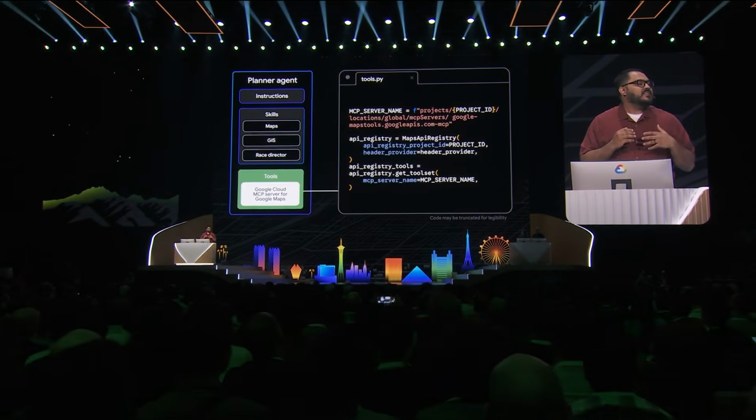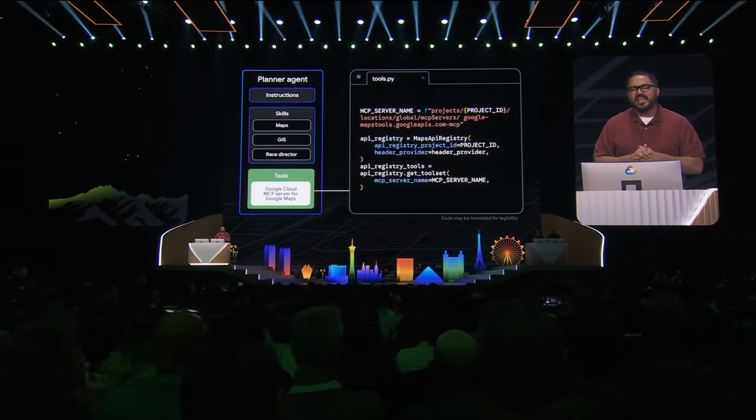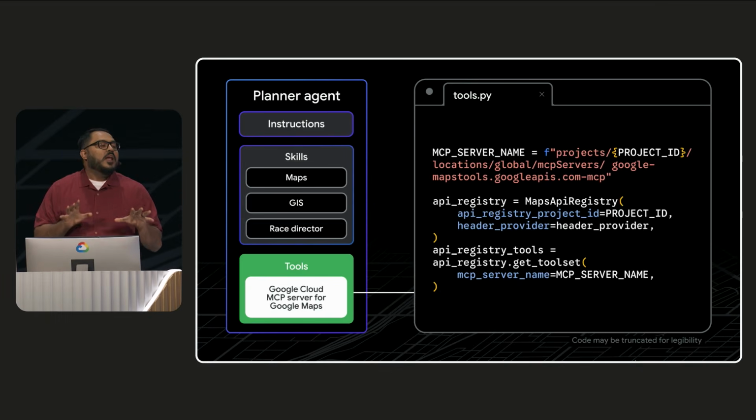We gave access to mapping tools using Google Cloud MCP Server for Google Maps. Here are the few lines of code that connect the agent to Google Maps MCP Server. Google Cloud MCP servers let your agent access any tools that you register. You can also use first-party tools designed and built by Google, where security is included by default.